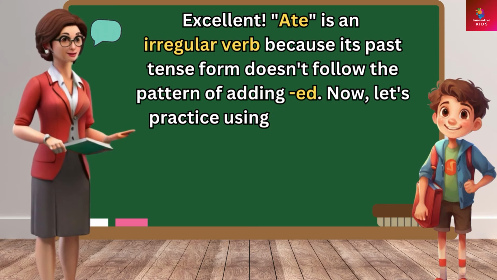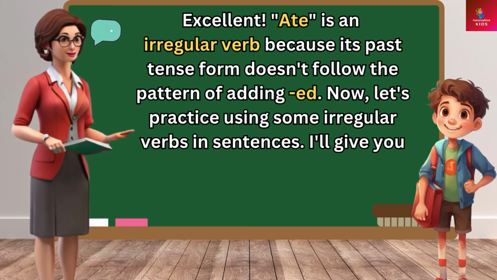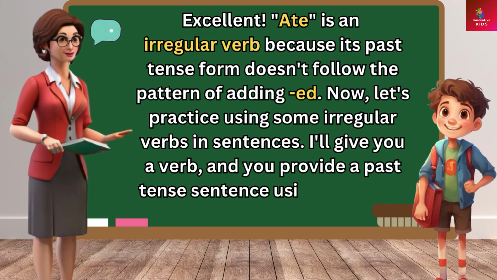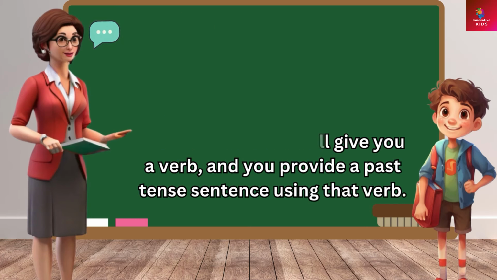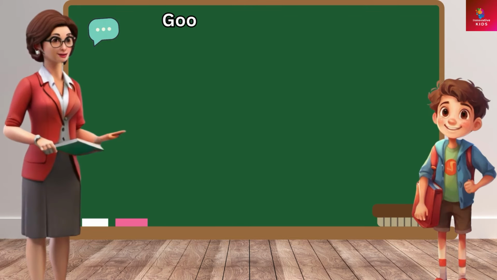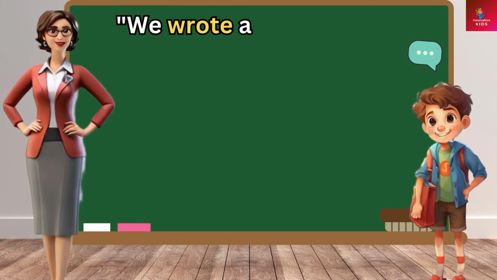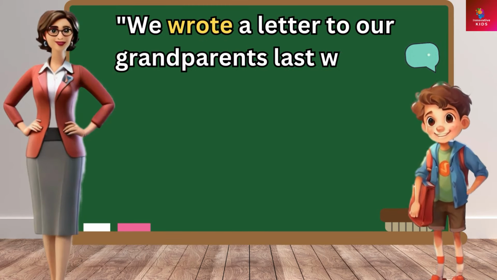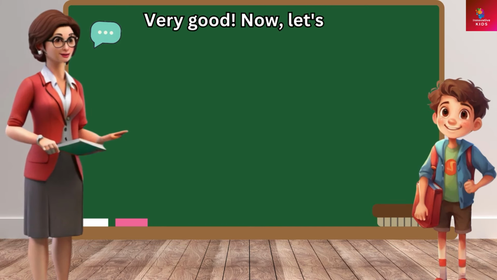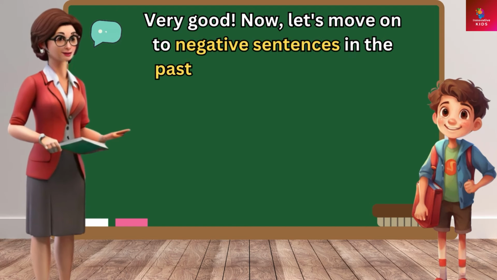Now, let's practice using some irregular verbs in sentences. I'll give you a verb, and you provide a past tense sentence using that verb. She drank juice yesterday. Good. How about write? We wrote a letter to our grandparents last week. Very good. Now, let's move on to negative sentences in the past tense.